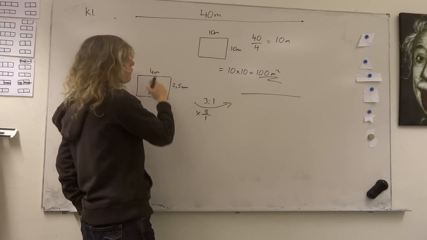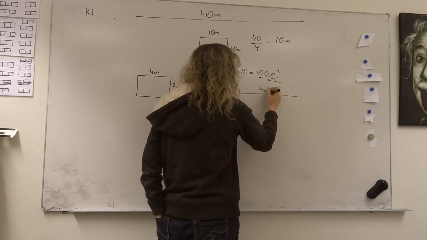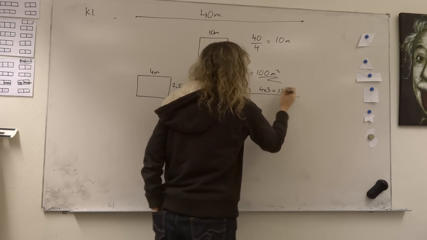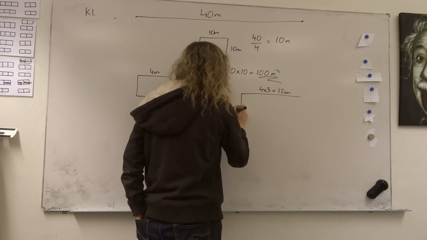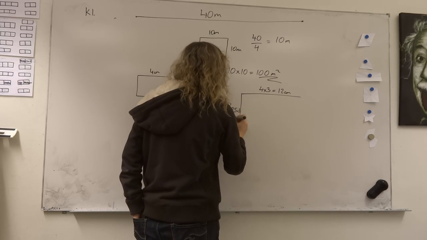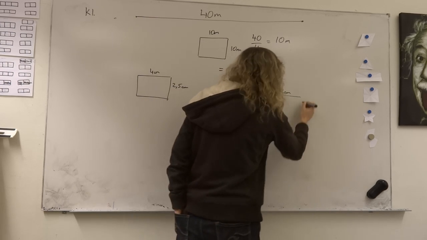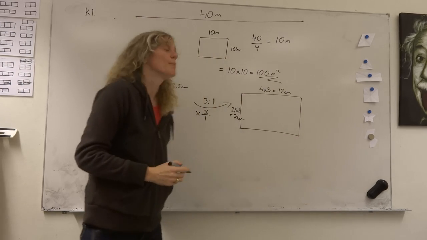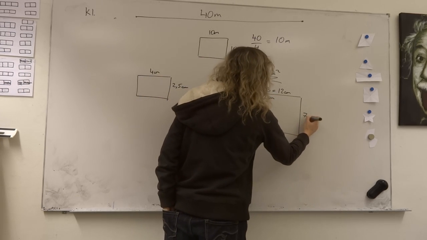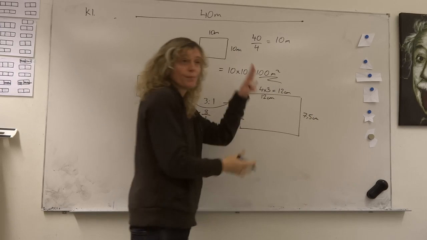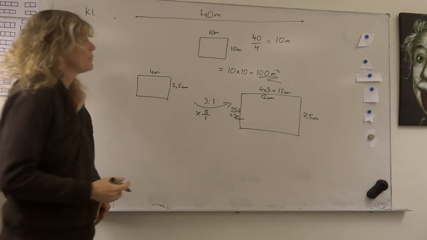So we have to take our 4 and multiply that by 3 to give us 12 centimeters long. And we have to take our 2.5 and multiply that by 3 to give us 7.5 centimeters. So this is our new shape. Our new shape is 12 centimeters long and 7.5 centimeters high. Then they wanted the perimeter of this.